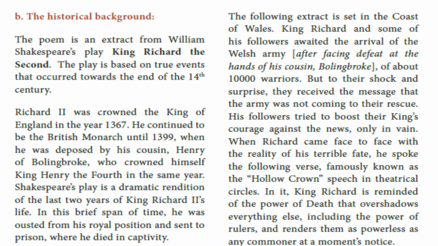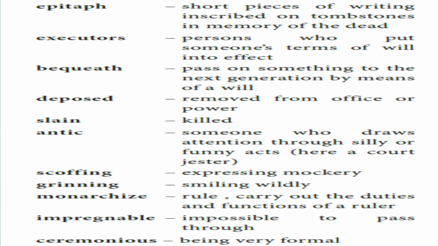Let's see the lines of the poem. Before going into the lines, let's see the glossary of this poem. Epitaph means a short piece of writing inscribed on the tombstone in memory of the dead, which is written on the stone in the graveyard. Executors means persons who put the terms of someone's will into effect. Bequeath means to pass on something to the next generation by means of a will, something donated through a will. A will is a document that is called a bequest.